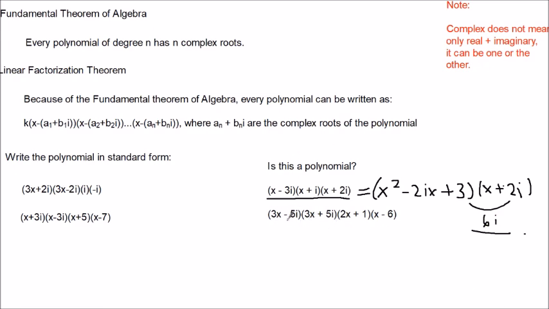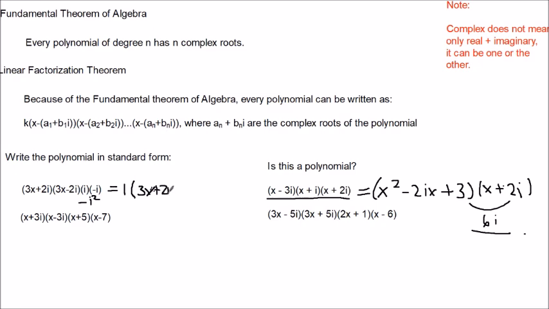However, if you look at this, is this a polynomial? I'll let you find out. But these two are definitely polynomials, right? 3x plus 2i, 3x minus 2i, and I just put this in just to waste your time. i times negative i is just negative i squared, and negative i squared is 1. So 1 times 3x plus 2i. I didn't actually put it in to waste your time.